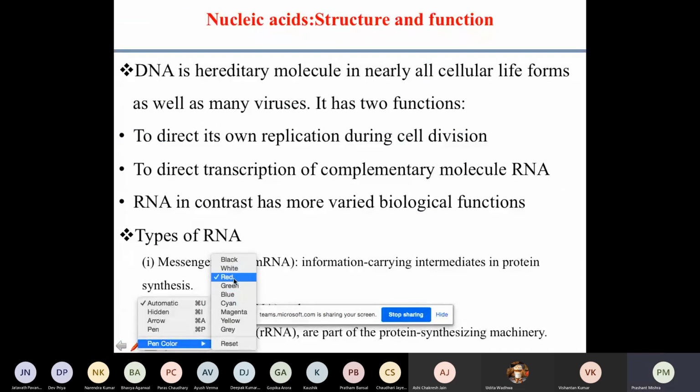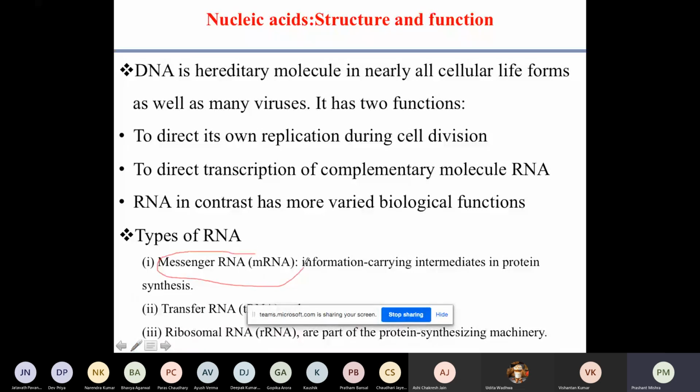Messenger RNA is the one, as the name indicates, that carries the message. The messenger RNA can carry a message from DNA, and this message will be helpful in synthesizing proteins. So these are information-carrying intermediates in protein synthesis. If I say that DNA can synthesize RNA, you have a DNA molecule, and this DNA molecule can synthesize mRNA. This mRNA can synthesize other RNA as well, but the mRNA I'm talking about is the one which carries the message, and this is the one which moves to the protein.